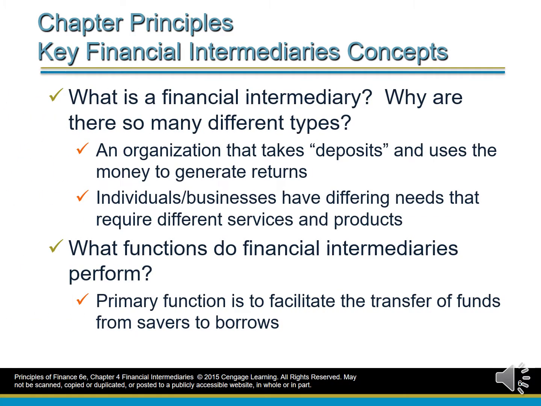The key concepts and principles in this chapter. What is a financial intermediary? Why are there so many different types? An organization that takes deposits and uses the money to generate returns. Individuals or businesses have different needs that require different services and products. What functions do financial intermediaries perform? The primary function is to facilitate the transfer of funds from savers to borrowers.